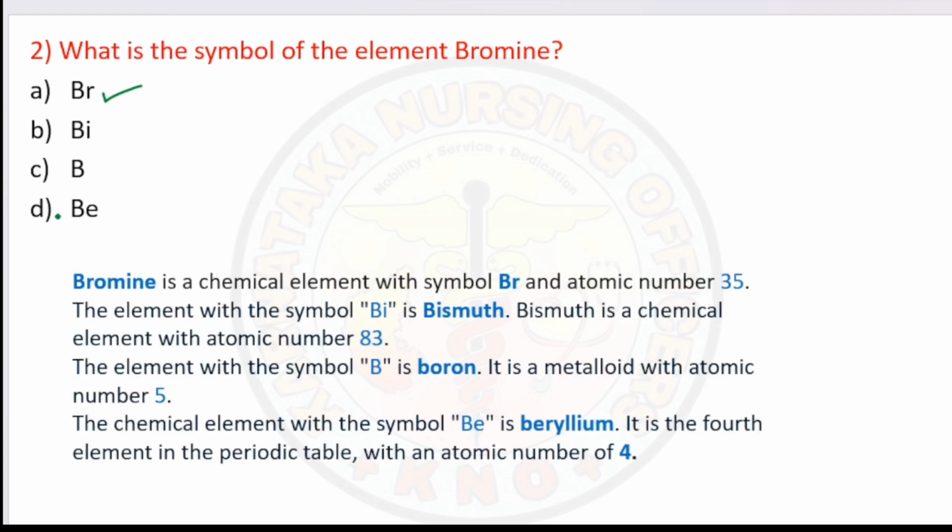So bromine is a chemical element with symbol Br and it has atomic number 35. So Bi is a symbol of the element bismuth. Okay. And it has atomic number 83. And what is B? So B usually represents what? Boron. Okay. And it has atomic number 5. And what is Be? So Be represents the element beryllium of atomic number 4.